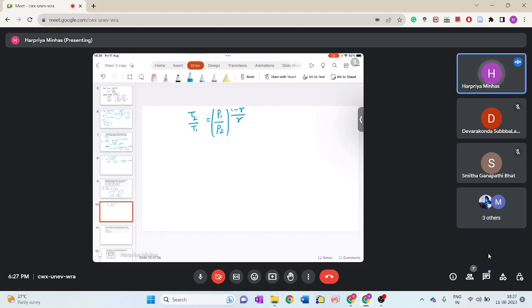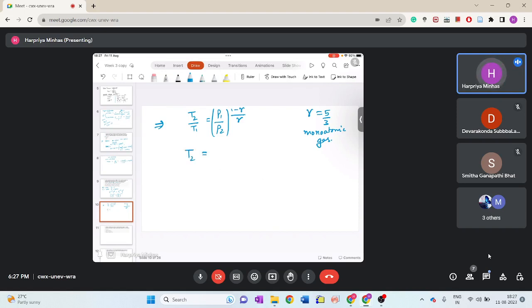And we have been given this gamma, that is 5 by 3 for a monoatomic gas. So by rearranging all these terms, I've written T2 upon T1 equals P1 upon P2 to the power (1 minus gamma) upon gamma. So now putting all the values over here.